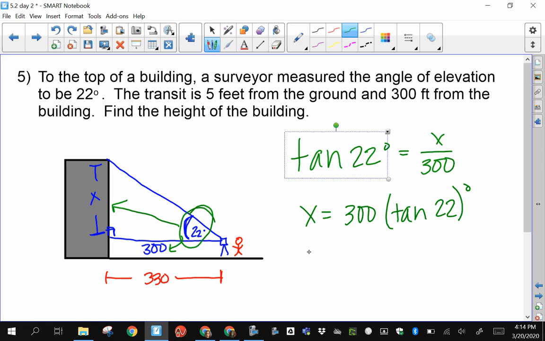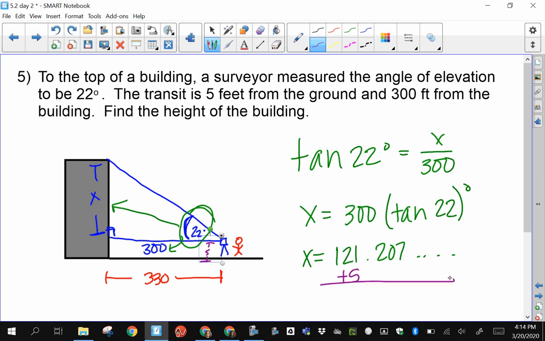And I'm going to plug that in my handy dandy calculator in the correct mode. And when I do that, I got 121.207 blah, blah, blah. Is that the answer? And the answer to that is no. That's because this transit is 5 feet off the ground, so that's going to add an additional 5 feet to the height, so we can get the entire height of the building. So 126 feet if we're rounding to the nearest whole number.